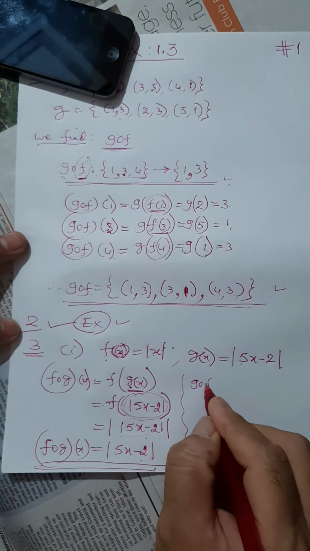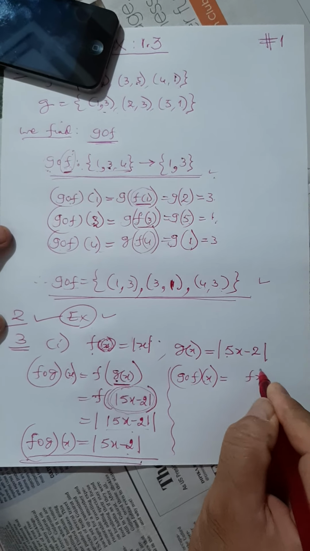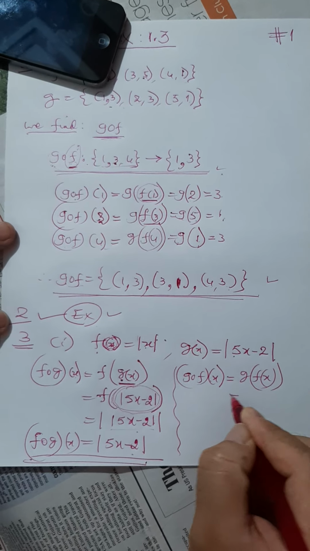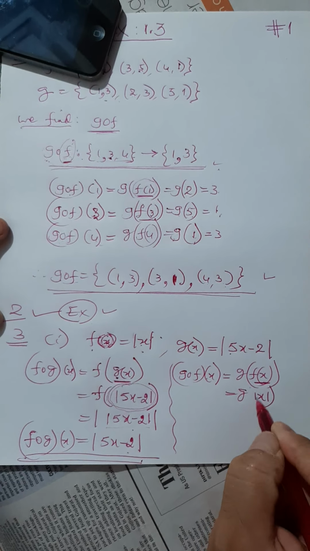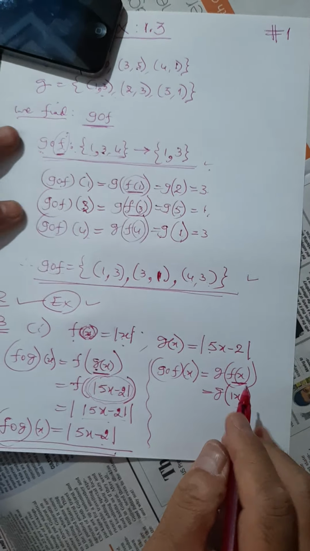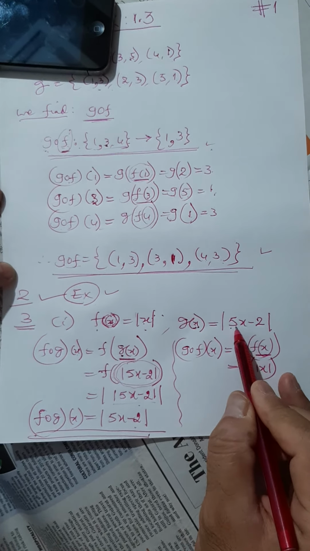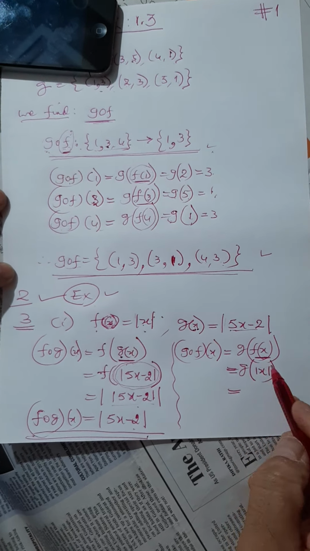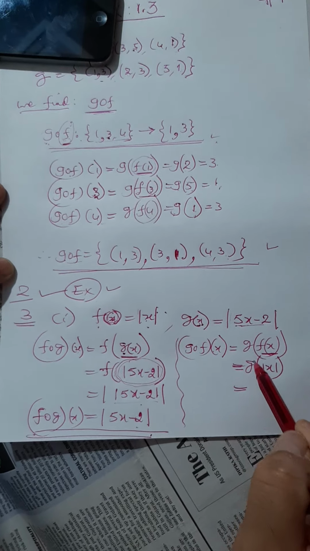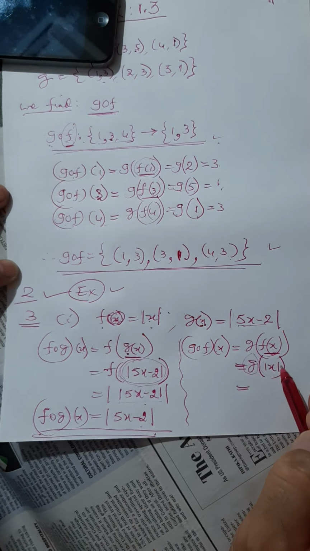g o f at x. So on x you are going to apply f first and then g. Now what is f(x)? Modulus x here. Now what is the rule for function g? This number into 5 minus 2 and then entire modulus. Or another way of saying this is, in the formula of function g, x is replaced by modulus x.